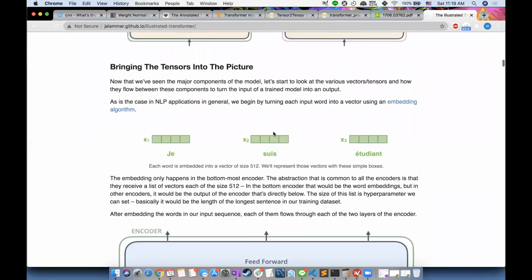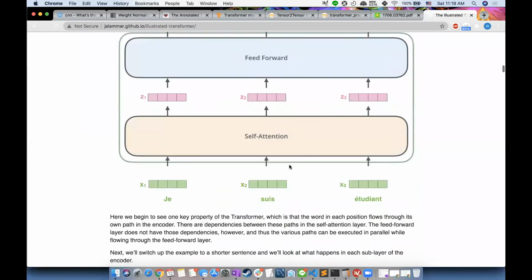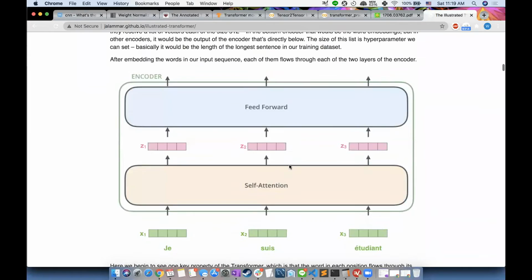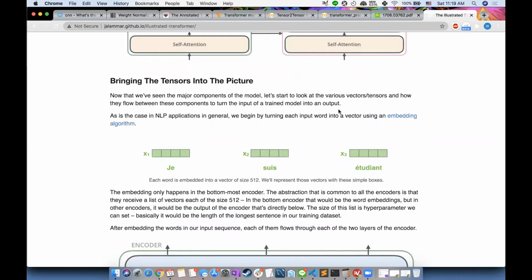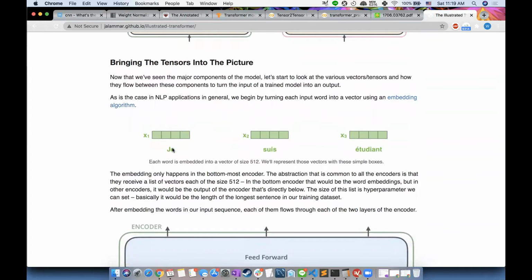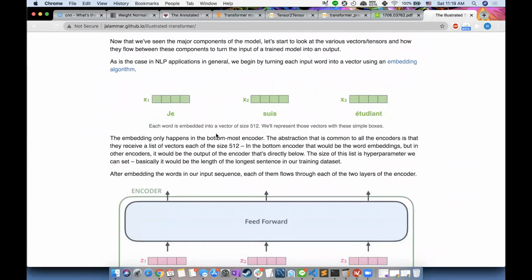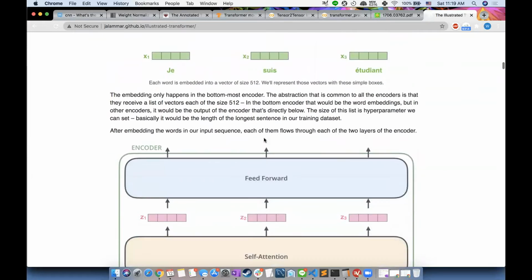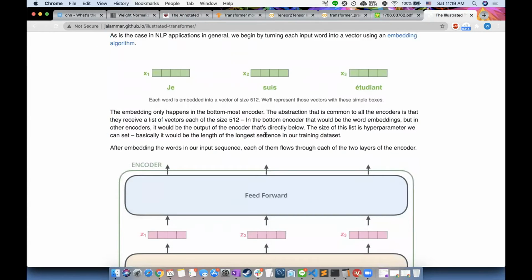Okay, bringing the tensors into the picture. So we'll do some vector or matrix multiplication in a little bit. Each word is embedded into a vector of size 512. We'll represent those vectors with these simple boxes. Even though this is 4 boxes, it's really 512. So this is 1 by 512, 1 by 512. The embedding only happens in the bottommost encoder. So it doesn't happen, I guess, in every encoder.